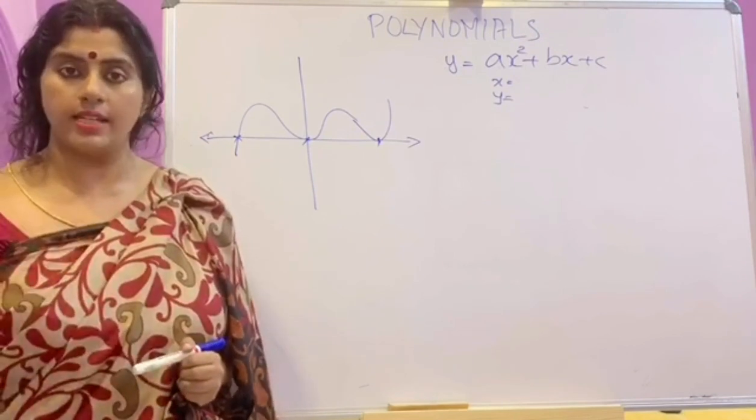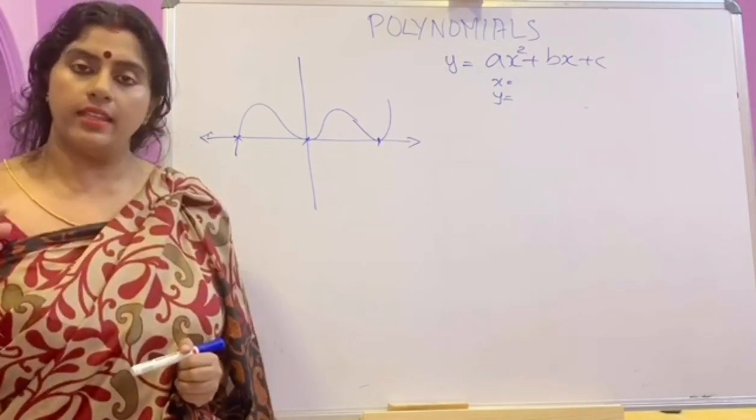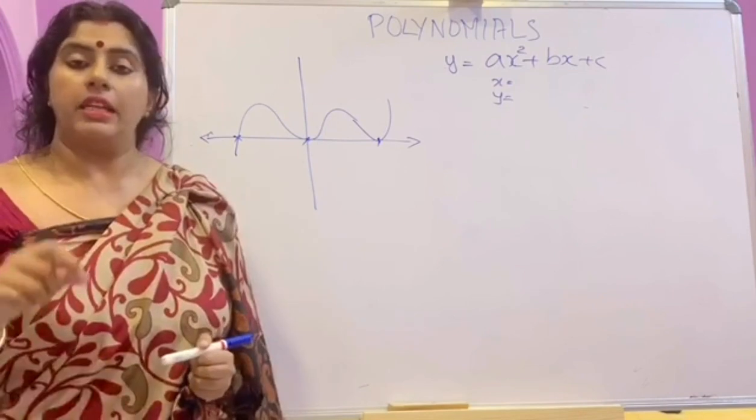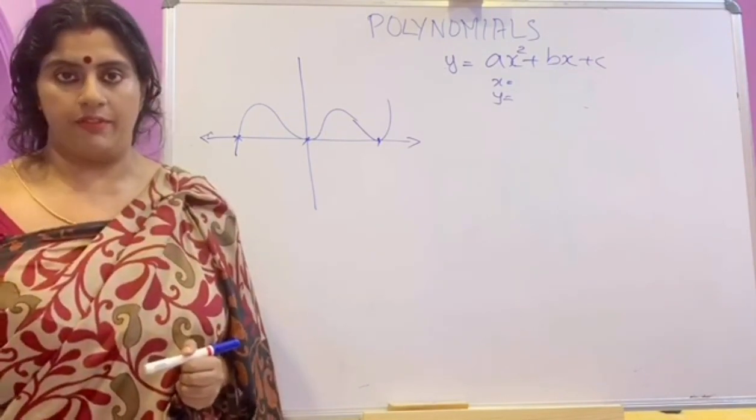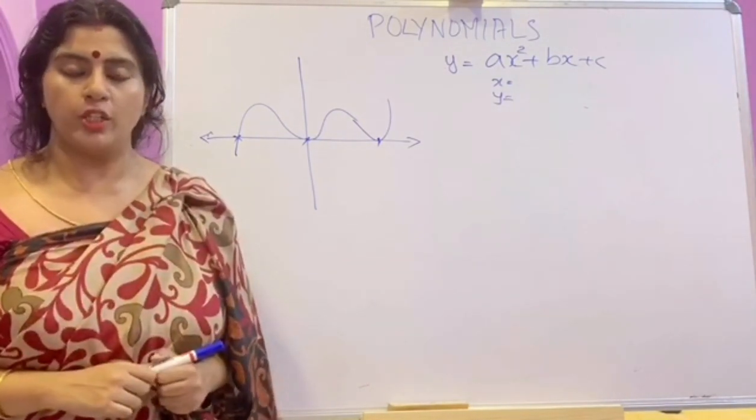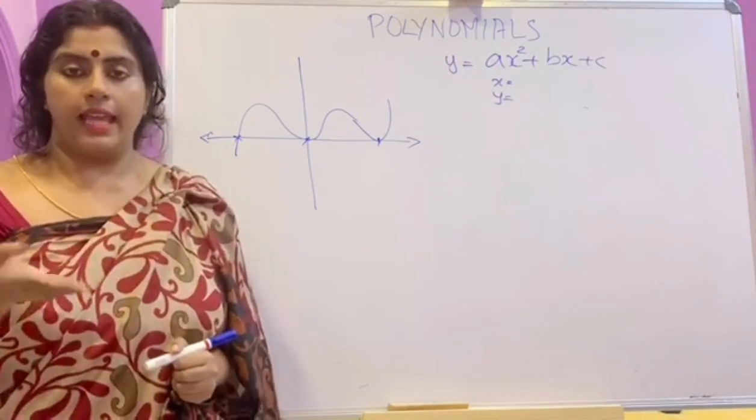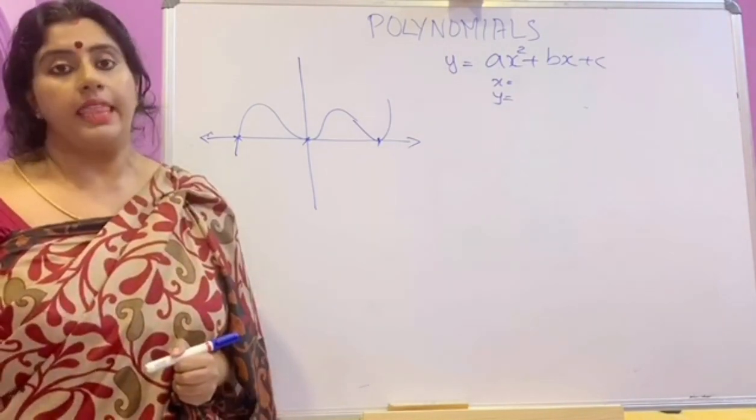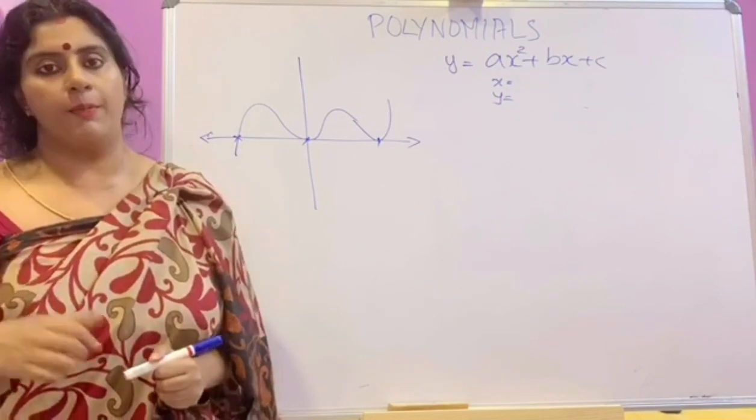If it is not touching the x-axis, then we can say there is no zero. If it is lying on the x-axis itself, in the case of a linear polynomial, a straight line can lie on the x-axis itself. Then we can say there are an infinite number of zeros.